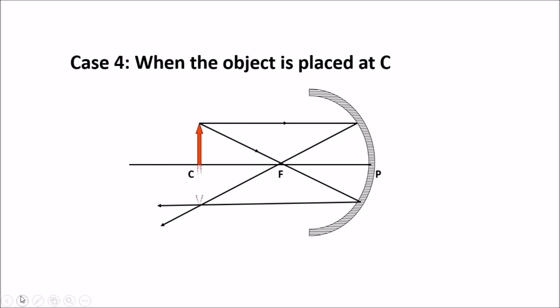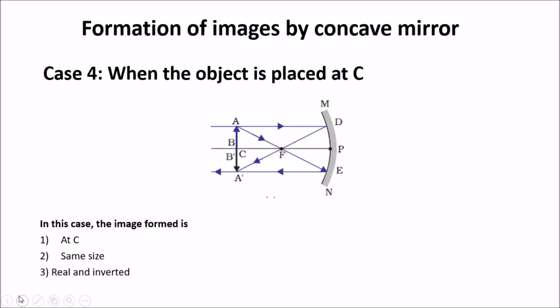which means in this case the image is formed inverted but at the same position where the object was kept. So the results are: the image formed is real and inverted at C, and you can see the size remains the same. So these are the conclusions for case 4 when the object is placed at C. The image formed is at C, which is the center of curvature. The size of the image remains the same and the nature is real and inverted. So whenever you are drawing the ray diagram, these three conclusions should be there. Where is the image formed? What is the size of the image and what is the nature of the image?